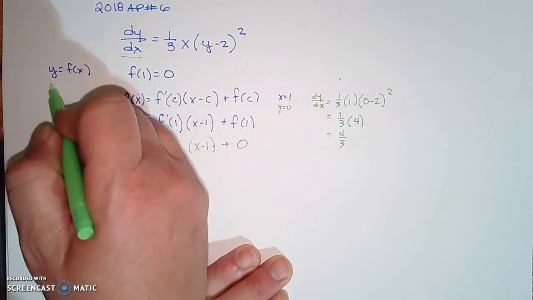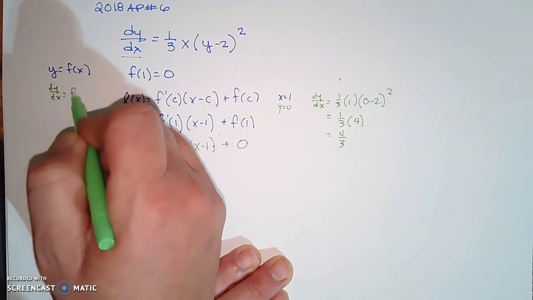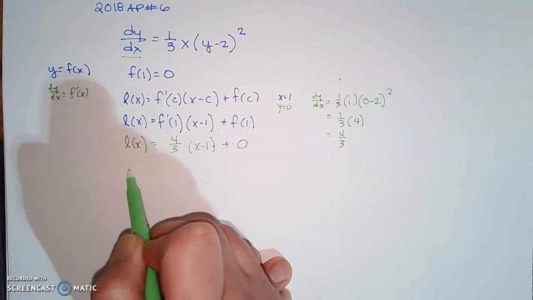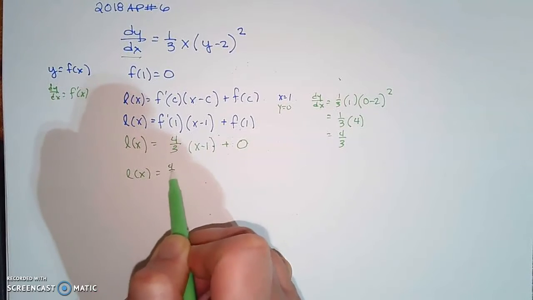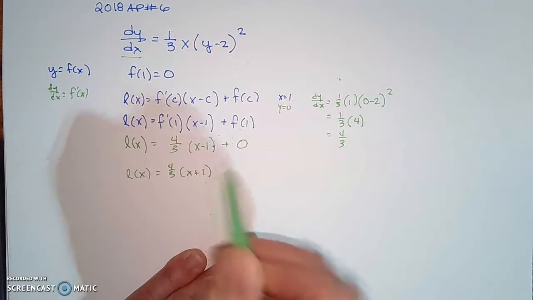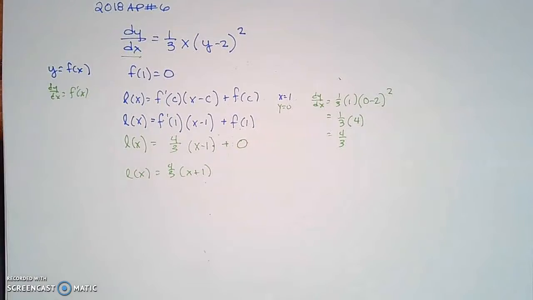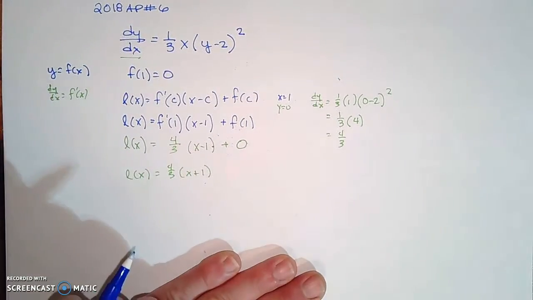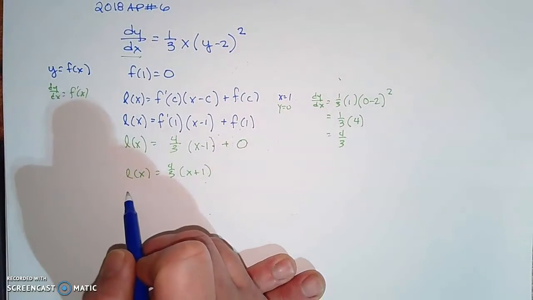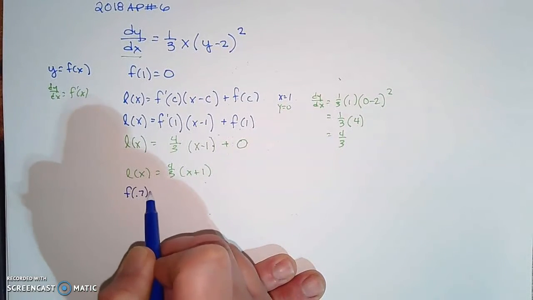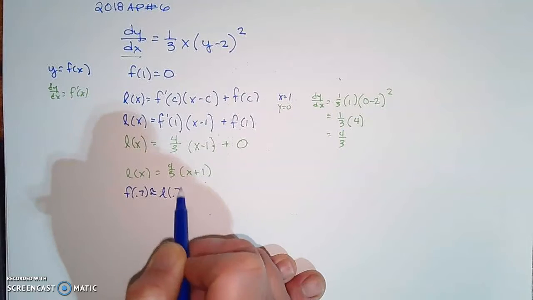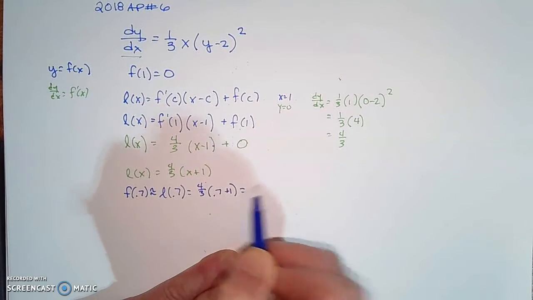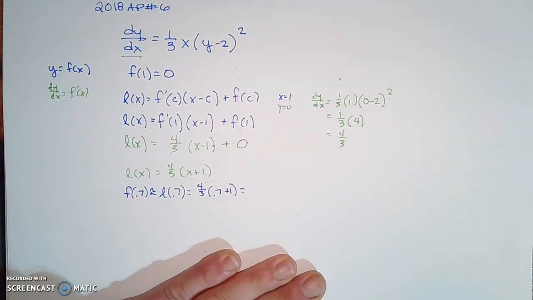This would be y prime or dy/dx equals f prime of x. They're looking for symbol change. So L of x equals 4/3 (x minus 1). You can add the 0 on or you could leave the 0 off. And they asked me to use that to estimate the value of the graph at x equals 0.7. So f of 0.7 is approximately L of 0.7, which equals 4/3 times (0.7 minus 1). And this was a non-calculator question, but it's going to be a calculator question.